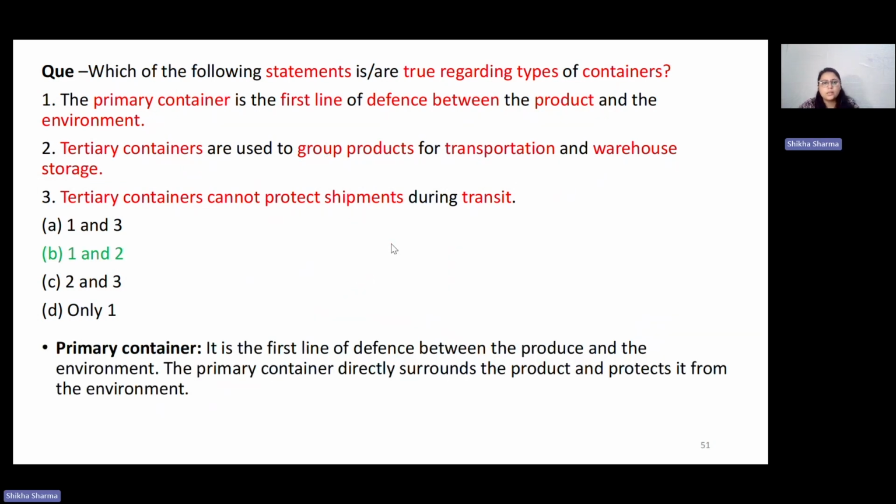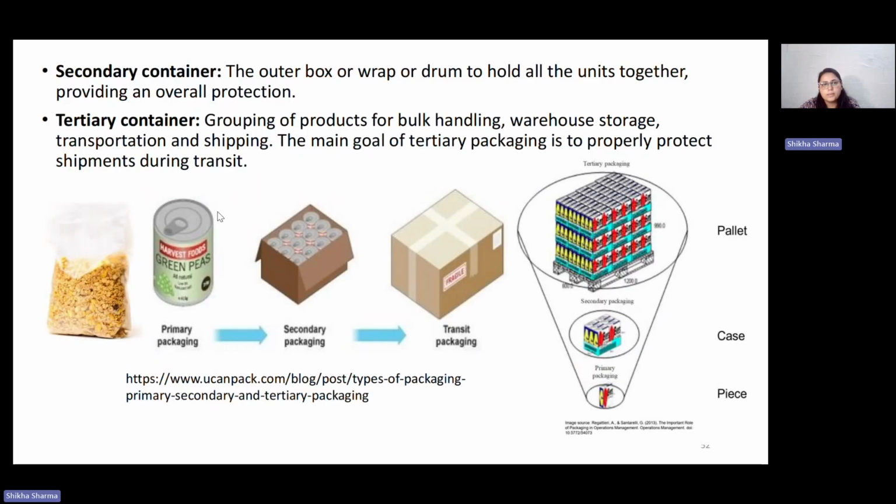Okay, let's see the primary containers. They are basically the first line of defense between the produce and the environment. The primary containers directly surround the product and protect it from the environment. So this is basically the primary packaging. This is also primary packaging: green peas in the can, and in the plastic, directly in contact with the container.